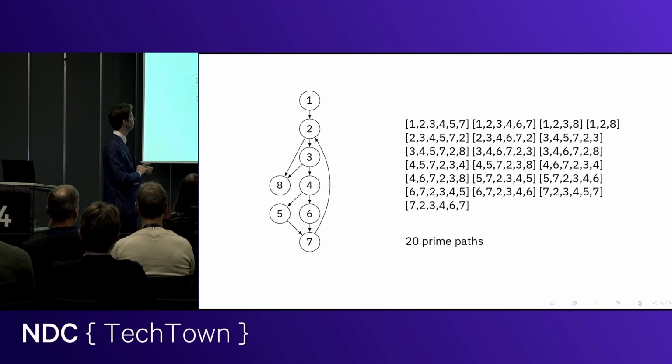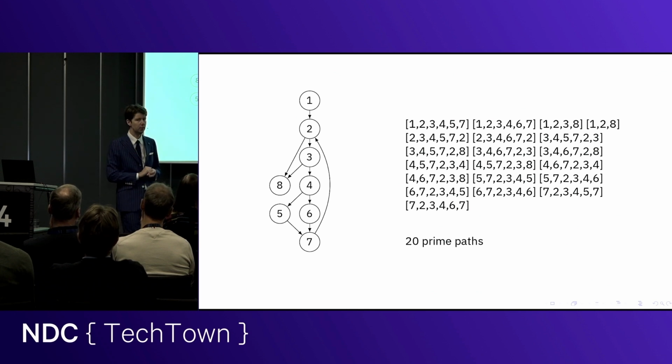And these are all of them. Notice especially the ones that start with 4, which is by the middle of the list there. So 4, 5, 7, 2, 3, 4, and 4, 5, 7, 2, 3, 8 is an example of both taking the loop and coming back to the loop header, and in the other case, taking the loop and going to the exit of the function. You have 4, 6, 2, 3, 4, which is taking the loop but taking the other decision in it.